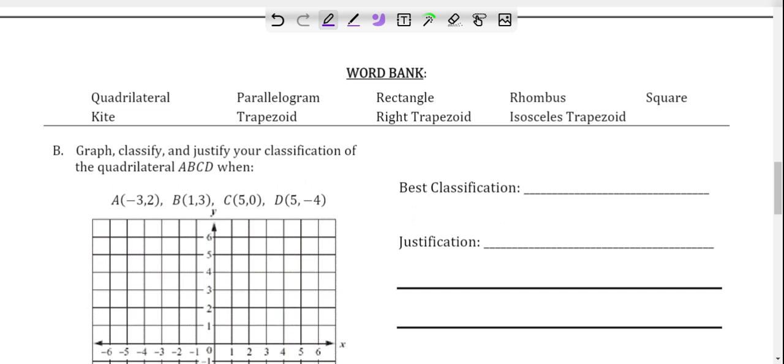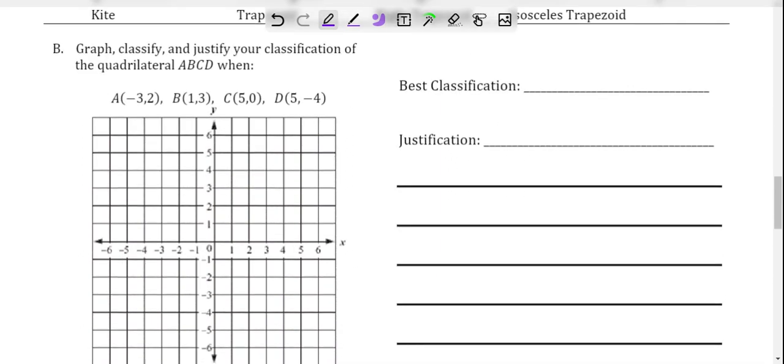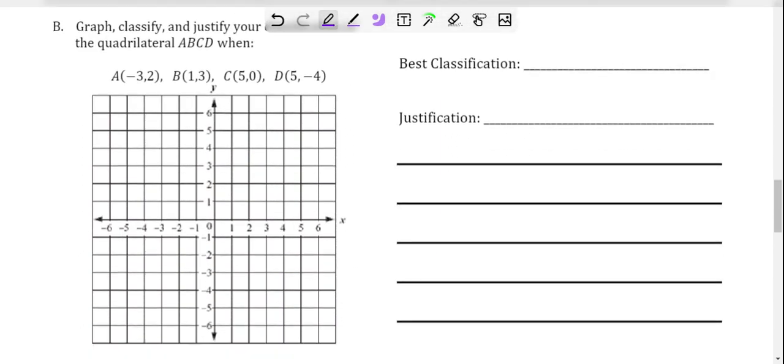Okay, we got the same exact word bank. The word bank is going to be the exact same on the test as well. And this is what the test questions are going to look like for at least one of them. So if we look at our setup, we have 4 points, so we know it's a quadrilateral.